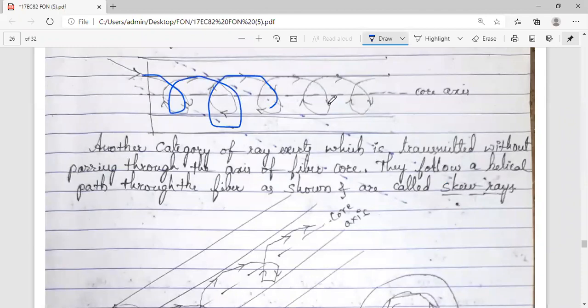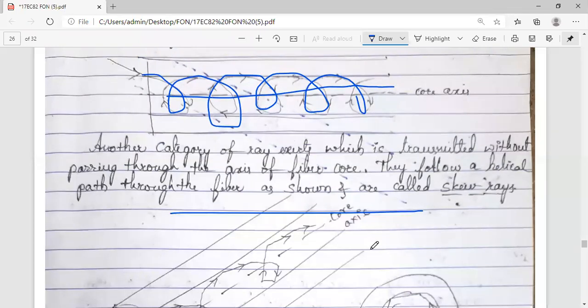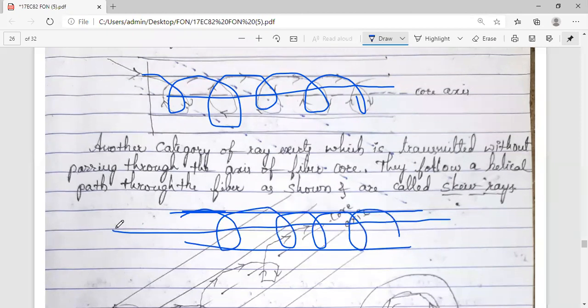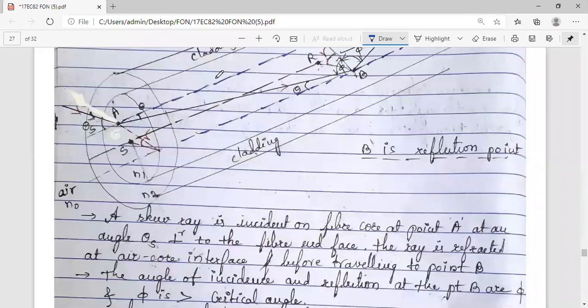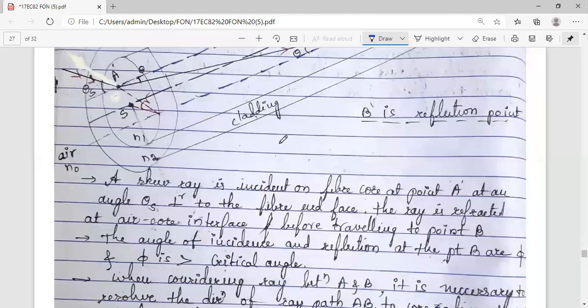Then we discussed the skew rays. They follow a helical path. Even though it looks like they are crossing the axis, they are not actually crossing. Take a spring, and inside those loops you put a wire or a thin rod. They won't touch. So it is something like that. You can have a three-dimensional view.